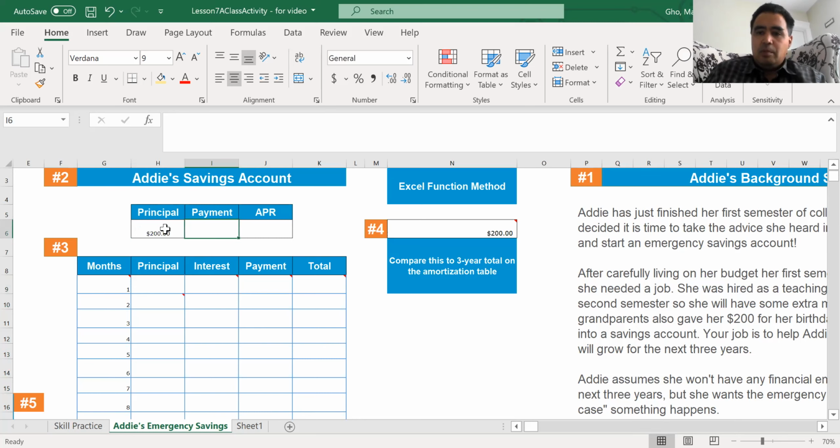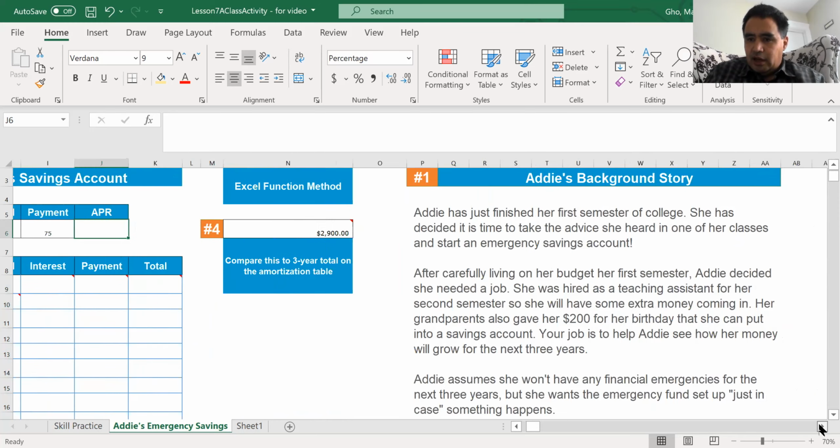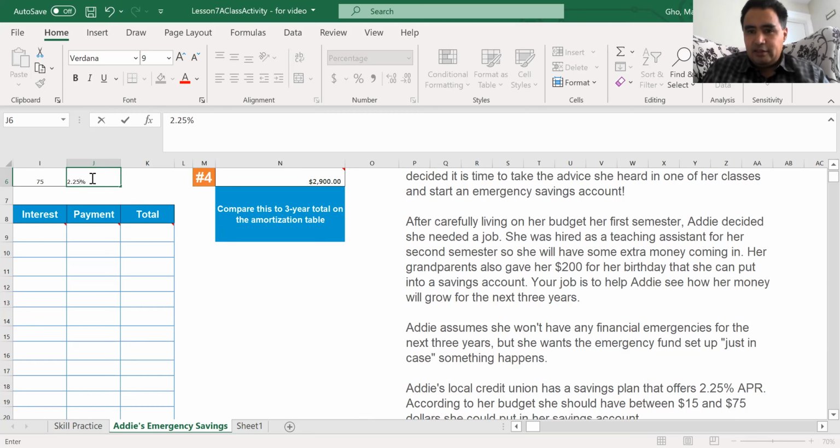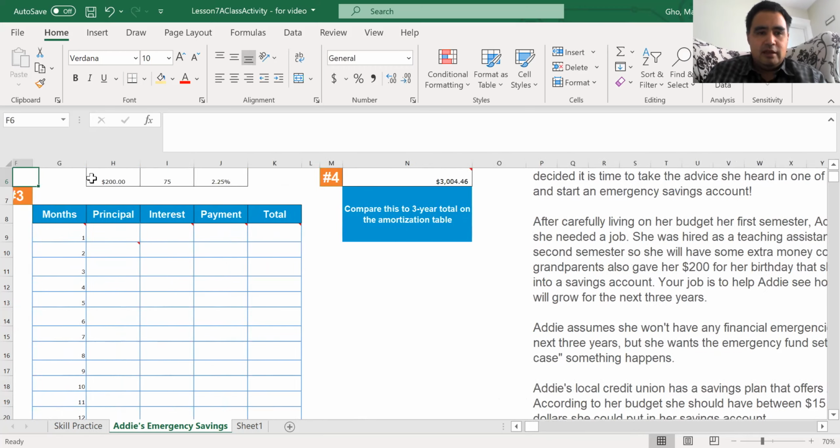She's going to start adding. You pick some number between $15 and $75. Let's start off with 75. We can toggle that in a minute. From the bank, she gets an interest rate. Let's see, I think it's pretty high, 2.25%. You're not going to see that in any bank in this day and age. So if you do see that, definitely jump on top of that, because right now I think we're about half of 1%, something ridiculously low like that.